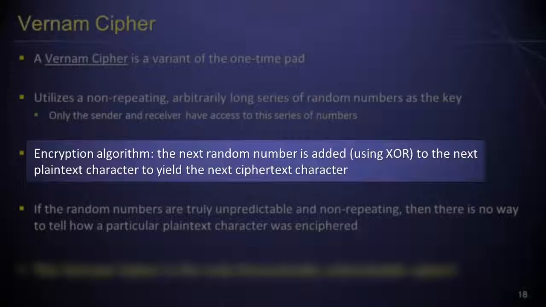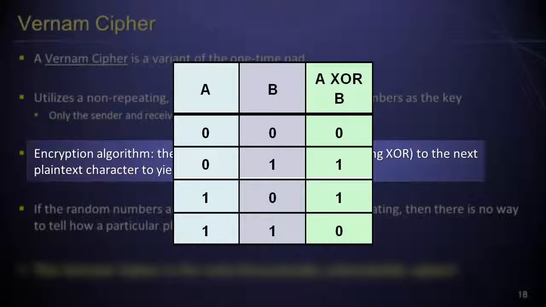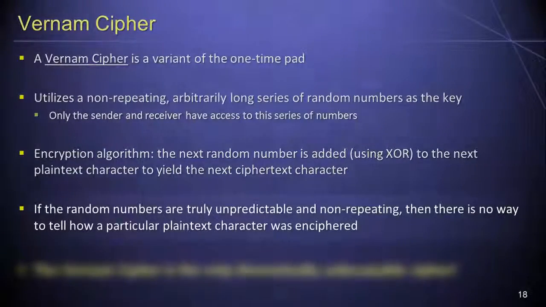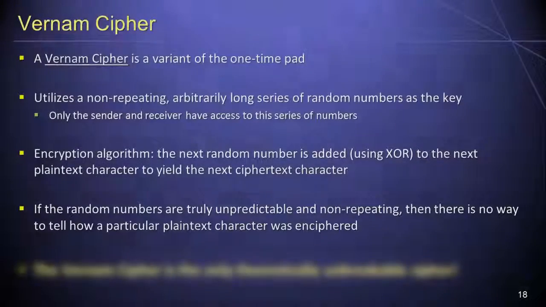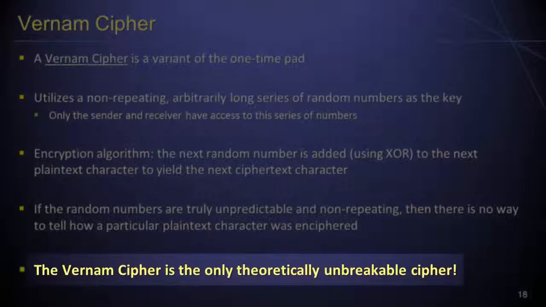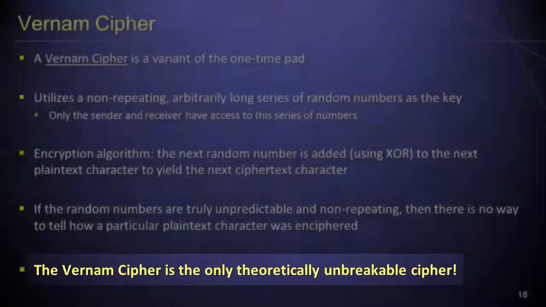Combining each ciphertext character with its corresponding random key number using the same Boolean exclusive OR operation will restore the original plaintext. Note that if the numbers that are used as the key in a Vernam cipher are truly random and non-repeating, then there is no way to determine how a particular plaintext character was enciphered. Put another way, if a truly random series of numbers is used as the key, then the Vernam cipher is theoretically unbreakable. The Vernam approach is the only known theoretically unbreakable cipher.